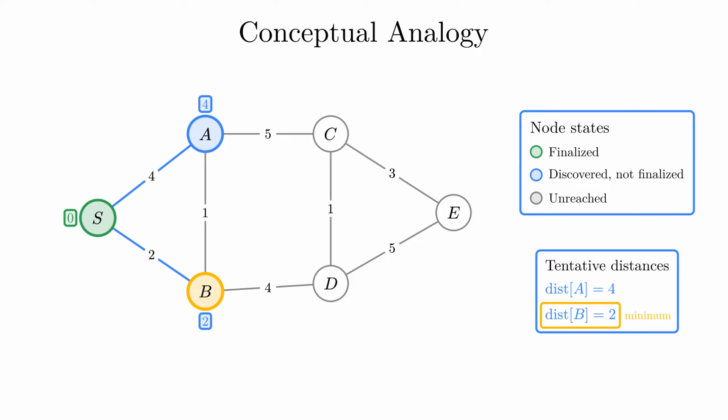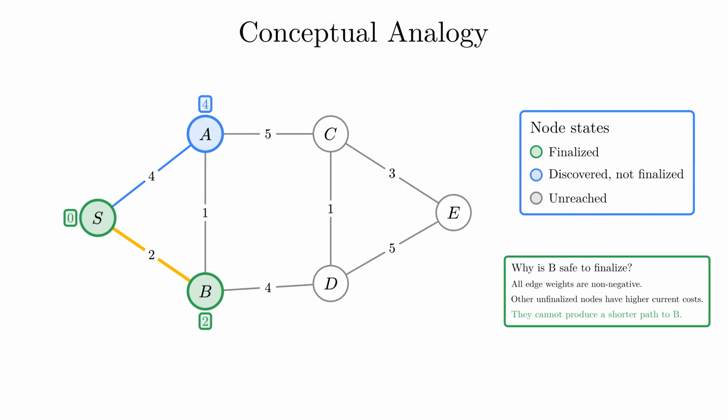The next node chosen is the discovered but not finalized node with the smallest tentative distance from the source. Here B has distance 2, while A has distance 4, so B is chosen. That choice is the core greedy step of the algorithm. From the set of nodes that are not yet finalized, select the one with the smallest tentative distance from the source. Finalize that node. Its tentative distance is now its shortest distance. Here, that node is B.